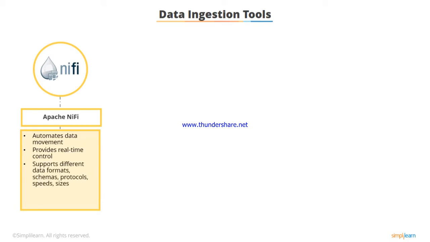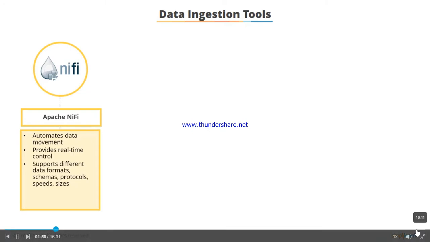It is data source agnostic and supports disparate and distributed sources that are differing formats, schemas, protocols, speeds, and sizes. These sources include different machines, geolocation devices, click streams, files, social feeds, log files and videos, and so on. It allows tracing of data in real time.